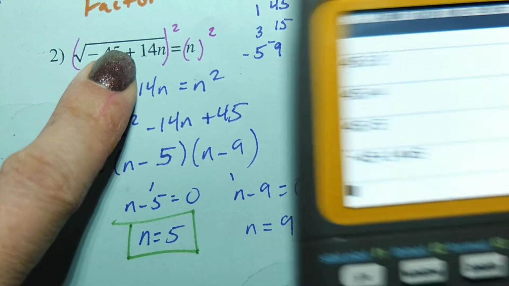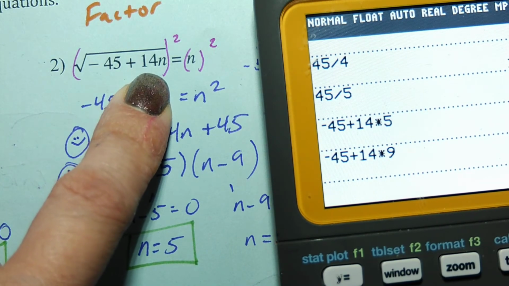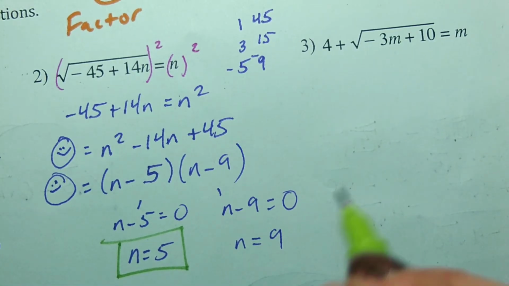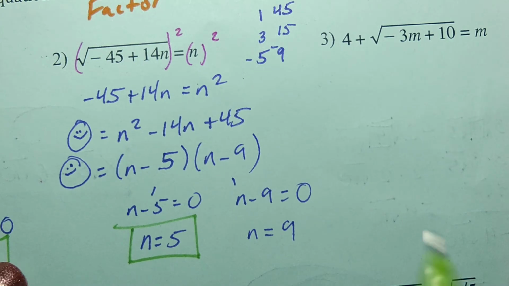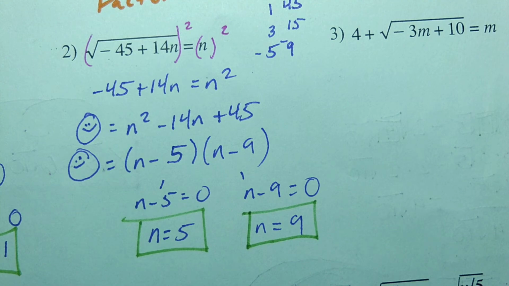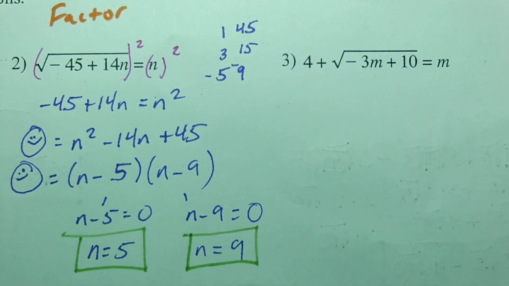We plug in 9. So negative 45 plus 14 times 9 is that. Square root of 81 is 9. And 9 equals 9. So what's the dealio with this one? There really are two solutions. Two possibilities that make that true. Folks, any questions on that one? On checking, on solving, on plugging back in? Go ahead and try number 3.